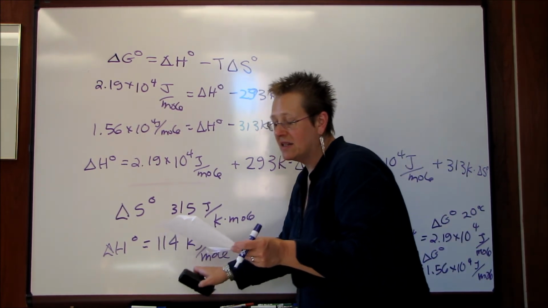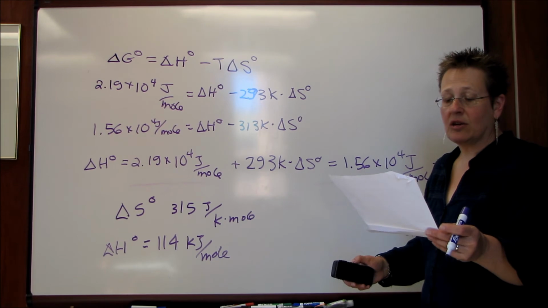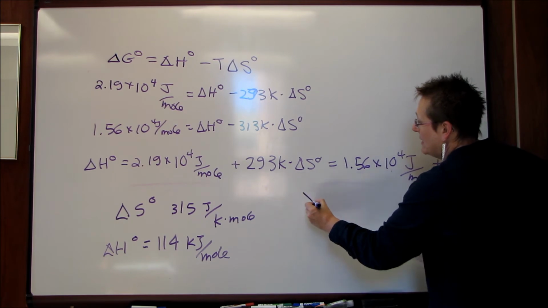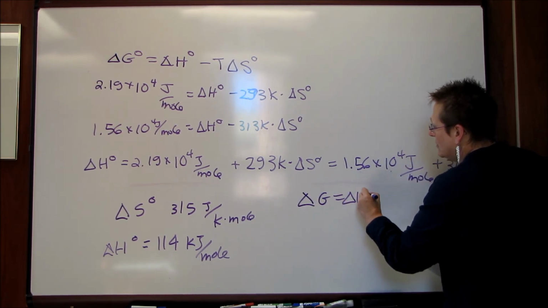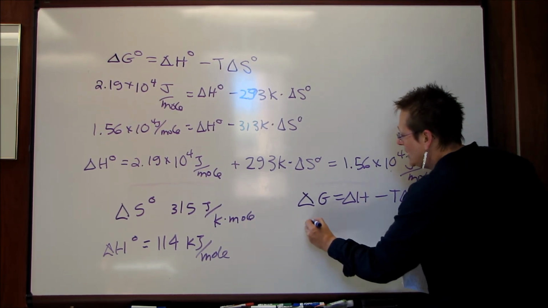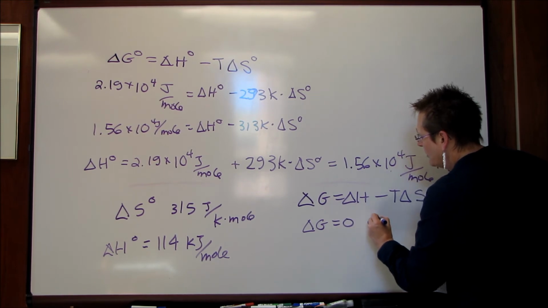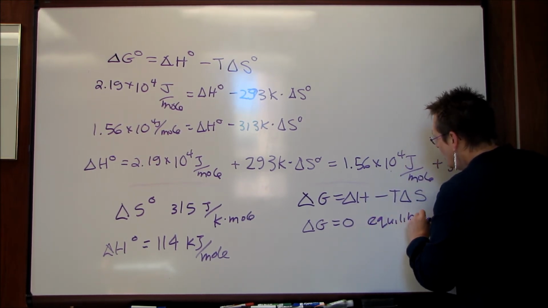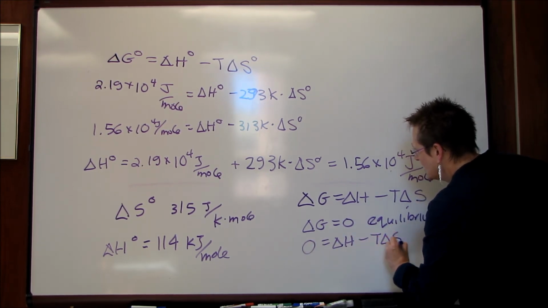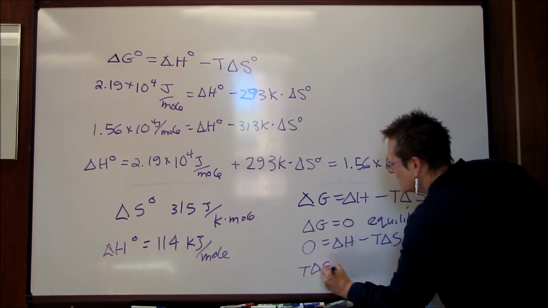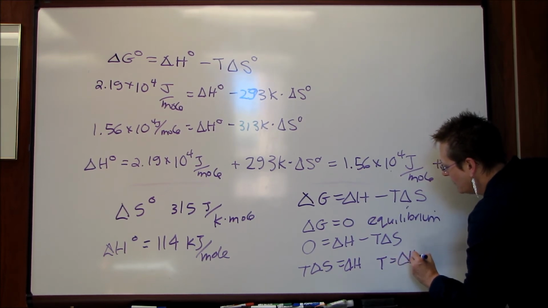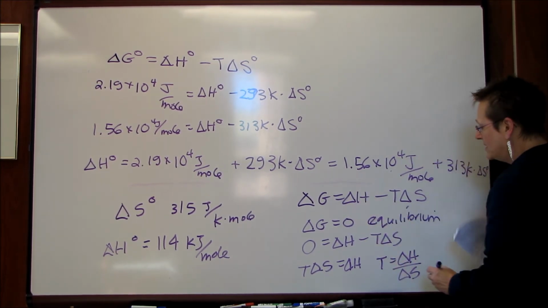We move from that to the next question. It says, at what temperature is this reaction at equilibrium? And this is simply a rearrangement of the fundamental delta G equals delta H minus T delta S equation. When we're at equilibrium, delta G equals 0, right? So we can say 0 equals delta H minus T delta S. Put this stuff over on the other side. T delta S equals delta H. And we can solve for the temperature at equilibrium as delta H divided by delta S. Put them both in the same units there.